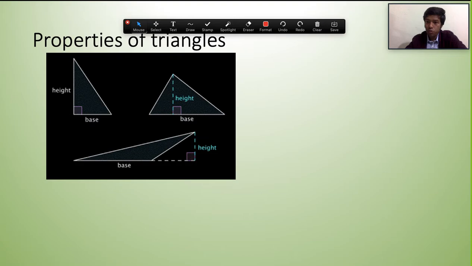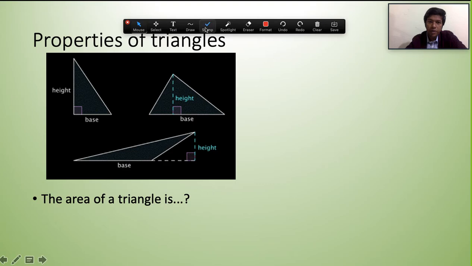Let's now look at some basic concepts that you may already have, and we are just brushing up those concepts. Properties of a triangle. Of course we'll discuss the right angle triangle or right triangle. What is the area? The area of a right triangle is half into base into height.